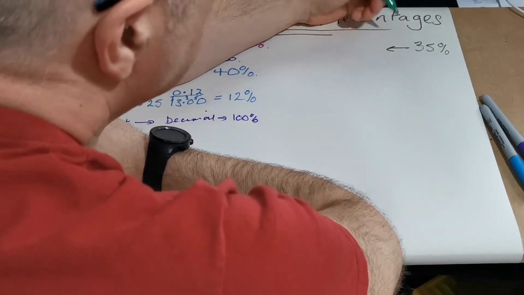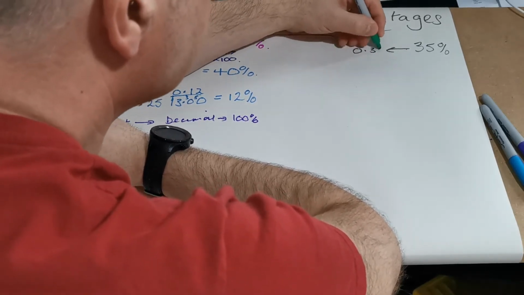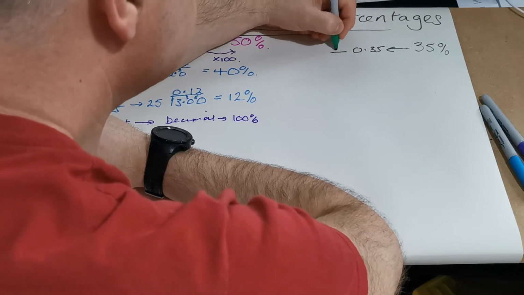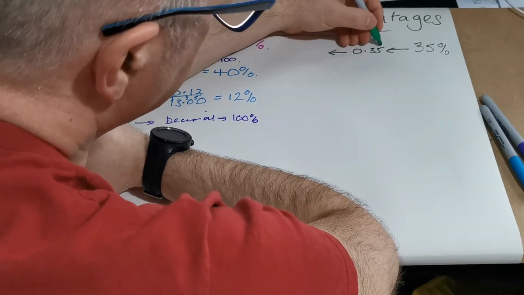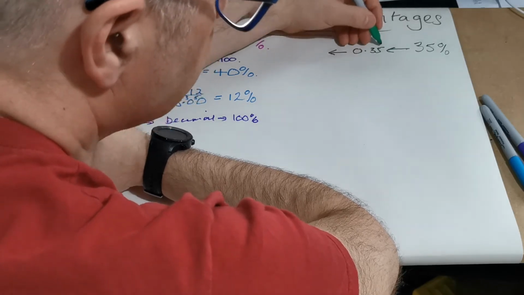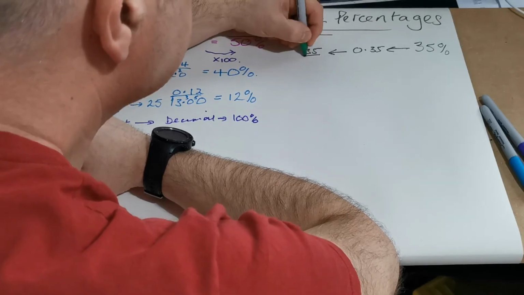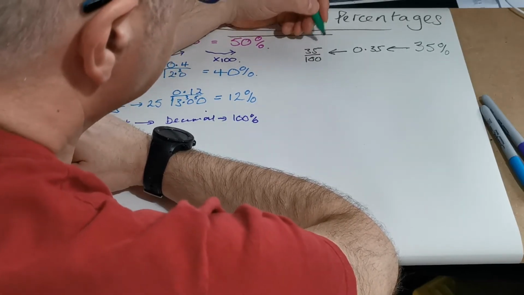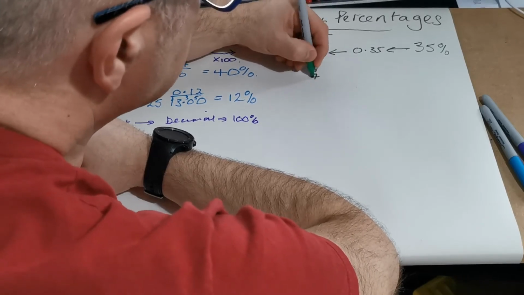Well, I would start off quite easily by dividing by 100 to get 0.35, and then to convert that to a fraction I can say, well, this is my 100th decimal place, so that's 35/100. They're both in the 5 times table, so I can cancel that down to give me 7/20ths.